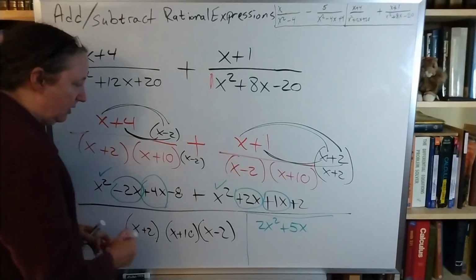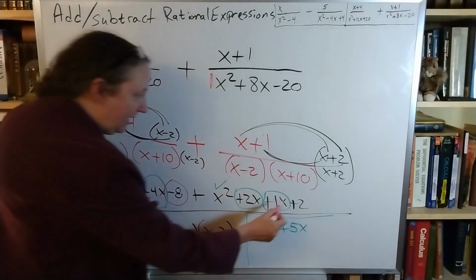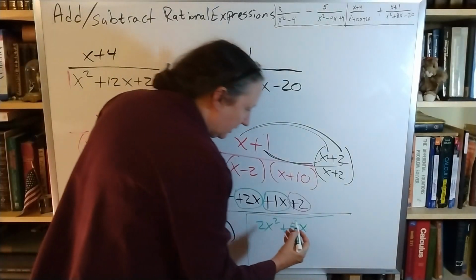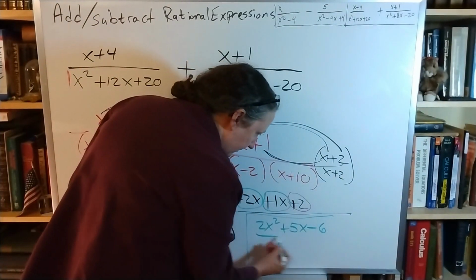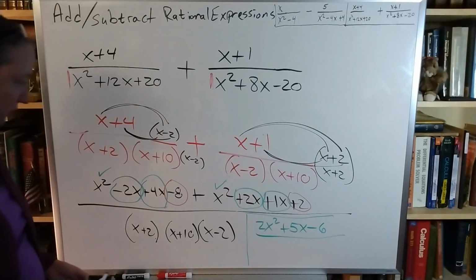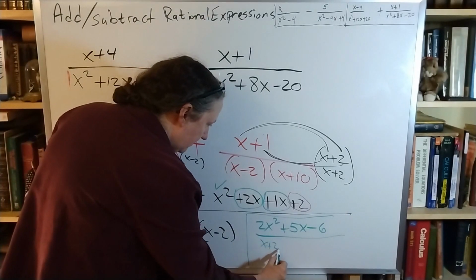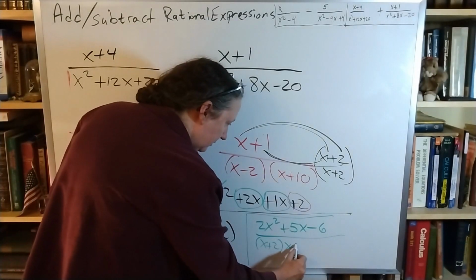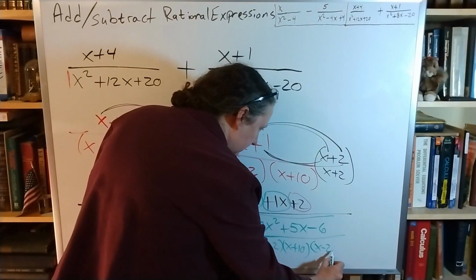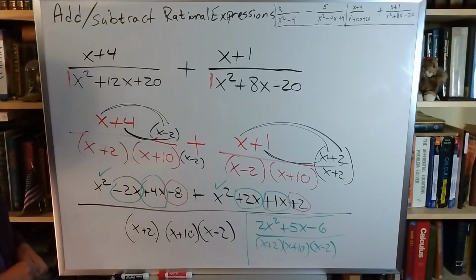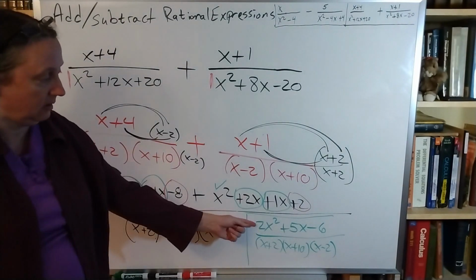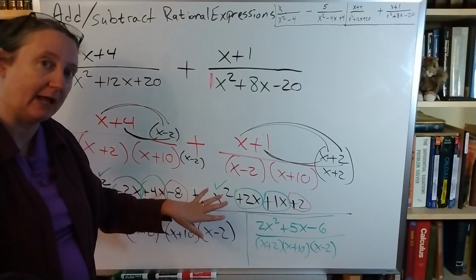And then I look at my no x term. I have the minus 8 and the plus 2. Combine that together, I get minus 6. And that's still over that same set of factors here. x plus 2, x plus 10, x minus 2. You think you're done? You're not done. You have a quadratic on the top. You need to factor that out.